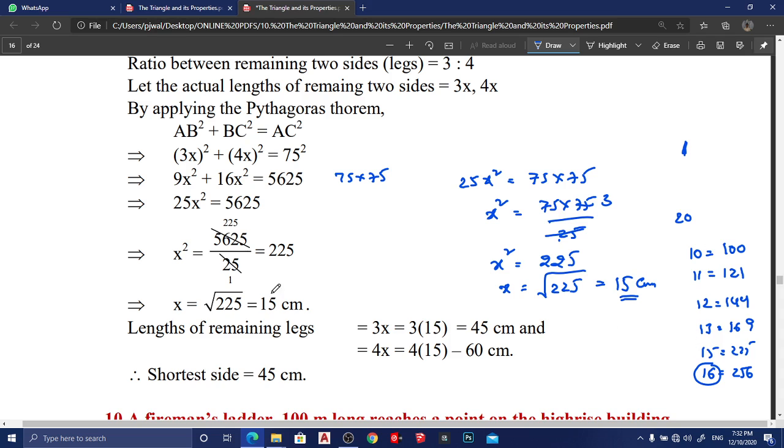Okay, so now you know the x value, which is 15 centimeters. Substitute this in 3x and 4x to find the actual values. So 3x means 3 into 15 is 45 centimeters, which is one of the legs. 4x means 4 into 15 is equal to 60 centimeters, which is the other value. So out of these three, 45, 60 and 75, 45 centimeters is the shortest side. So this is what he's asking in the problem. So the shortest side is 45 centimeters.